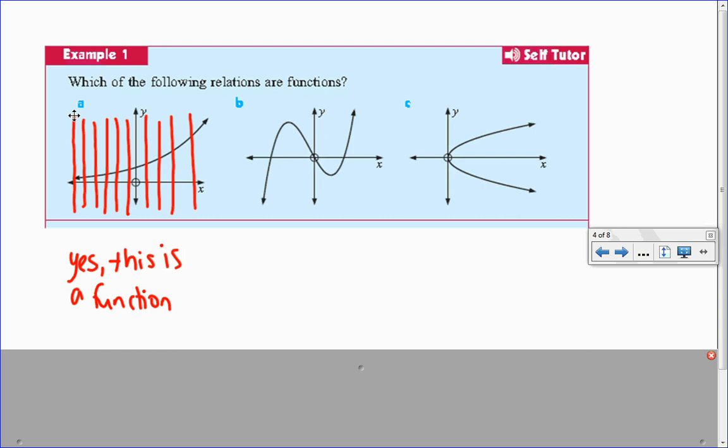Letter B, if we do the same thing, we do a vertical line test. And again, same idea. Every single vertical line only passes through our function once. Each vertical line just hits the function at one point. So again, this relation passes the vertical line test, which means it is a function.